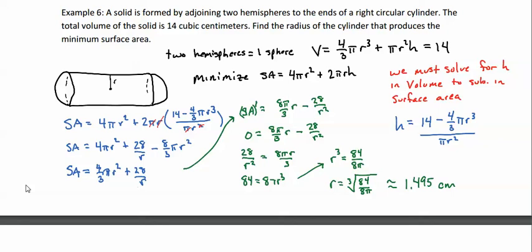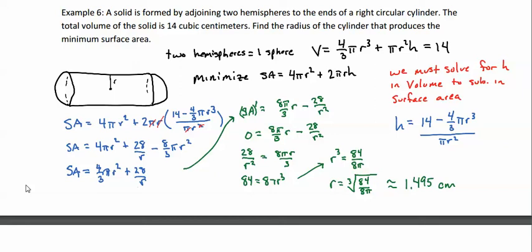I know a radius of 0 makes the derivative of the surface area undefined, but we're not going to have a radius of 0. We'd have nothing. All right, so we don't have to worry about that. Set the derivative equal to 0. I'm going to add 28 over r squared to both sides. I'm going to cross multiply. Anytime you want to solve a proportion, you cross multiply.